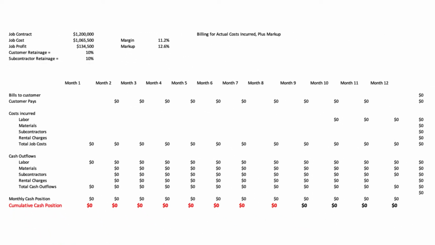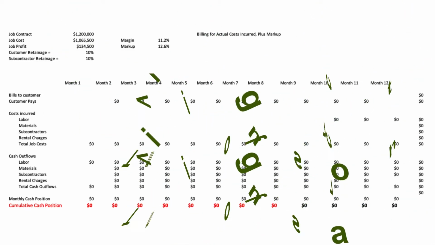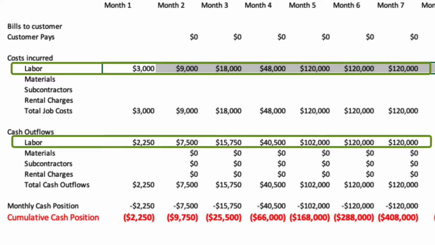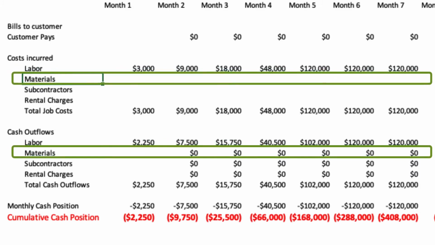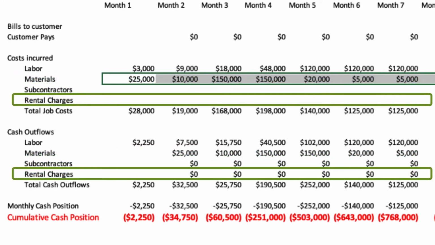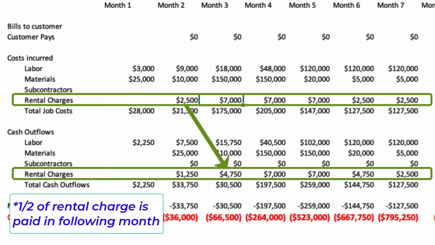Down below, I'm going to show the approximate timing of when cash is paid out for these different cost categories. First is the labor. In case you were wondering, the assumption here is that the employees are paid weekly, 1 week in arrears. Next, let's populate the cost pattern for materials. Based on an assumption of paying in 30 days, we show the cash flow 1 month after the cost hits. Let's skip subcontractors for the moment and go to rental charges. The cash outflow pattern is similar to materials, 1 month after the charges.